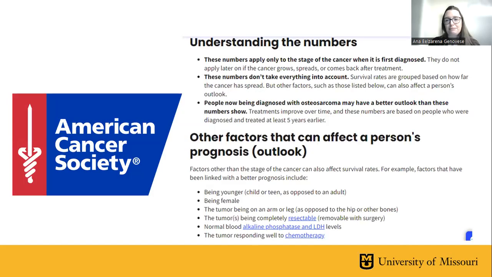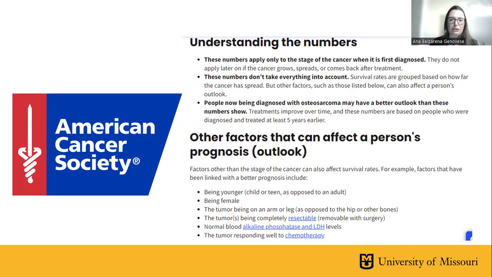This is just some message from the American Cancer Society, because people get really anxious. They want to know how long, what are the chances of my kid, and then they get the number in their head. So, okay, these are just numbers, their probability. Not every patient will necessarily fit the probability. Like it says here, numbers don't take everything into account.